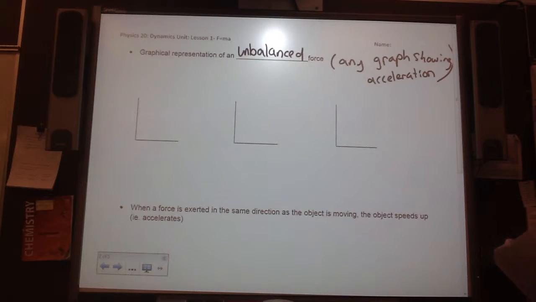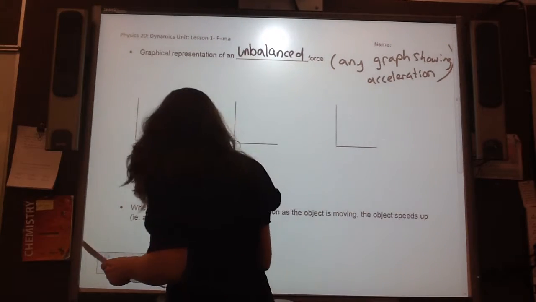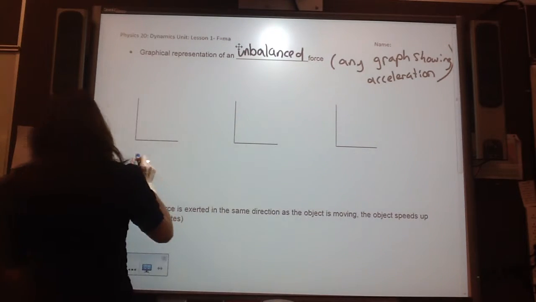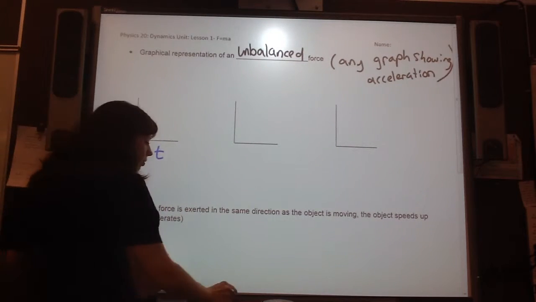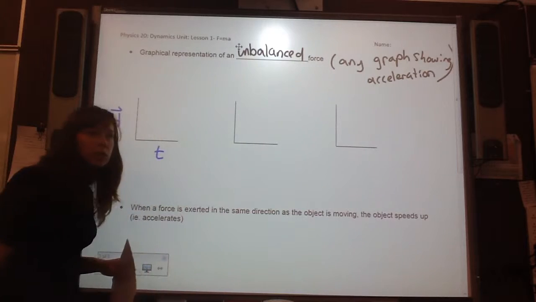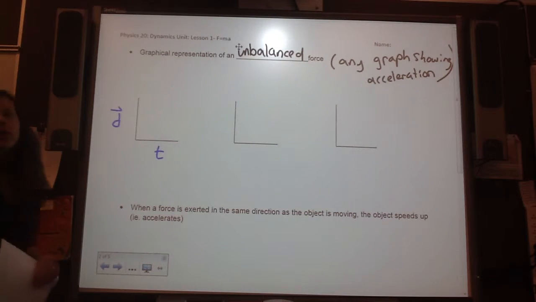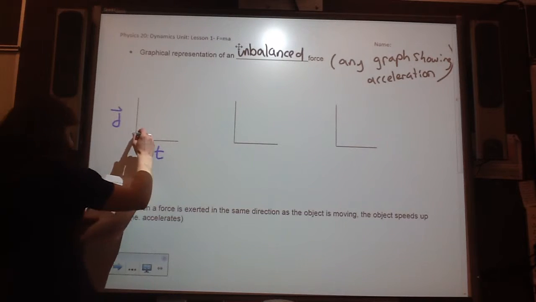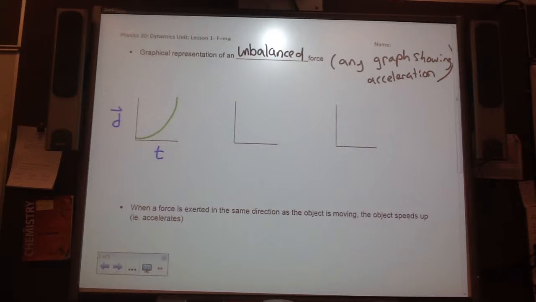So then we have to think back to our kinematics unit. We will be using some of our kinematics. Say I have a displacement versus time graph, what does it look like if an object is accelerating? No, not straight. It will go like this. Close, though. The next one will be straight.